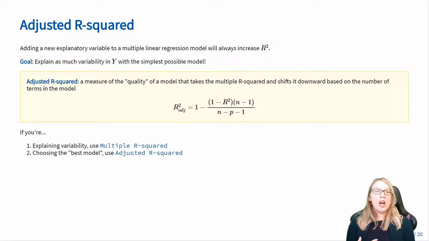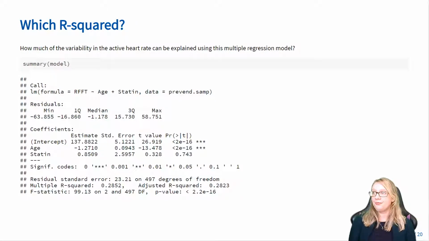Now, depending on your goal, you might choose to use multiple R-squared or you might choose to use adjusted R-squared. So as a basic rule of thumb, if you're trying to explain the variation in your data set, use the multiple R-squared. If you're trying to choose between one model or the other, I would recommend using adjusted R-squared because, again, that tries to adjust for the number of terms that are in your model.